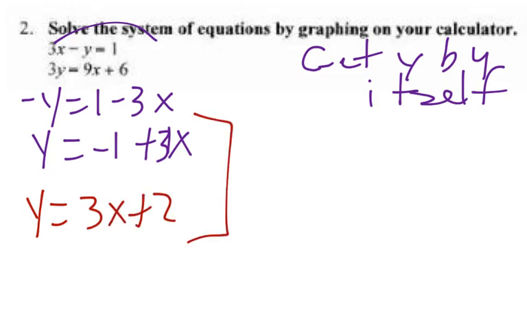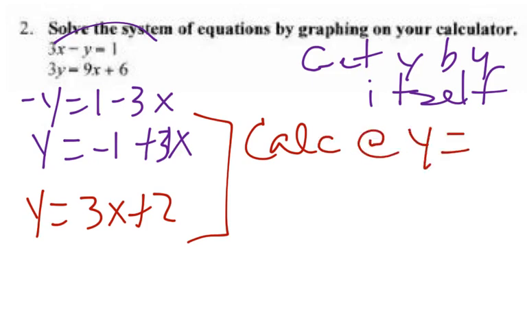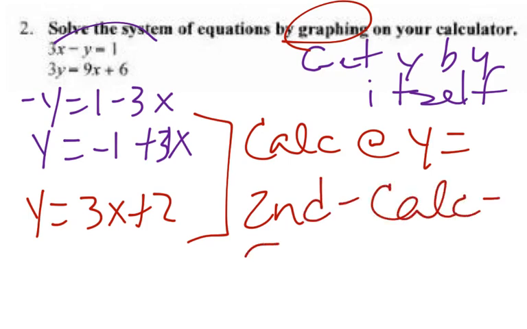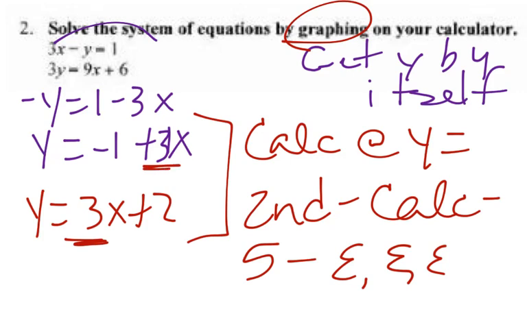These two equations go to your calculator at y equal. And then since we're going to do it by graphing, you're going to do second, calc, number 5 for intersection, enter, enter, enter. You're going to discover that you had parallel lines. The slope was the same. That means you're going to get an error on your calculator. It is no solution. Parallel lines will never touch.